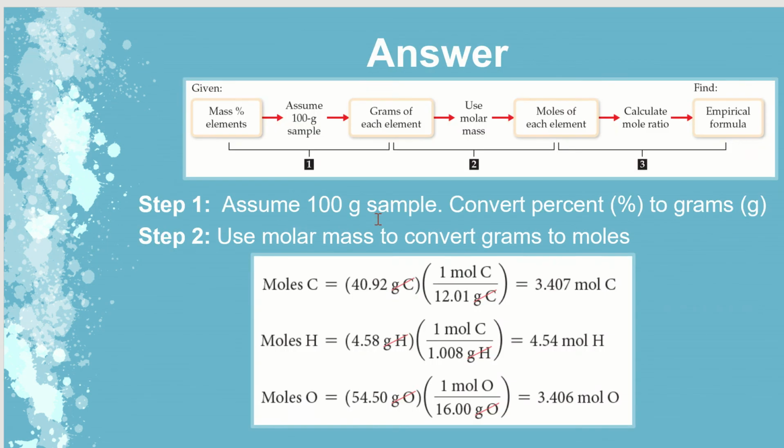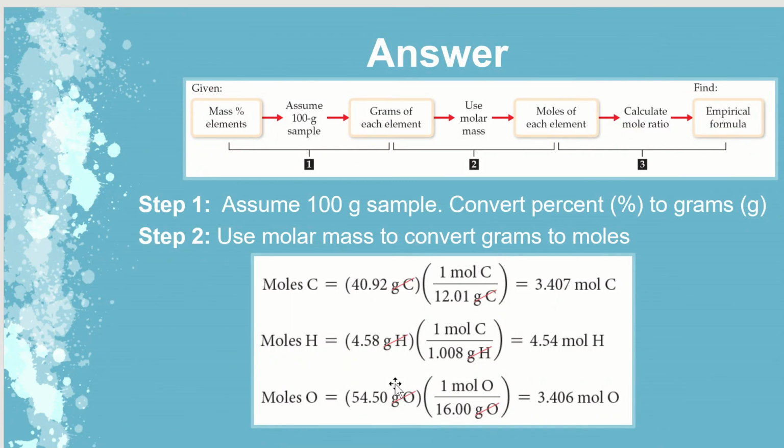All right, so here, just a reminder of the general procedure. Step 1 says assume that we have a 100-gram sample. In that way, we convert our percentages to grams, right? So we're given 40.92%, 4.58%, and 54.50%. So if we assume that we have a 100-gram sample, all we have to do is just change our percent to grams. That's the first step.